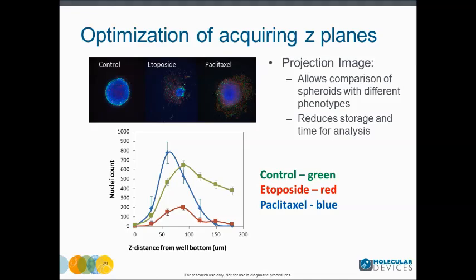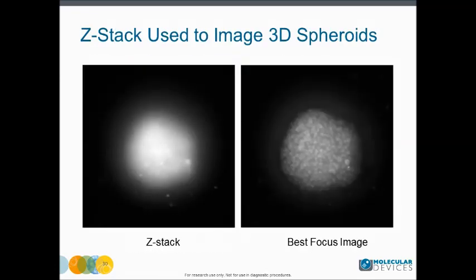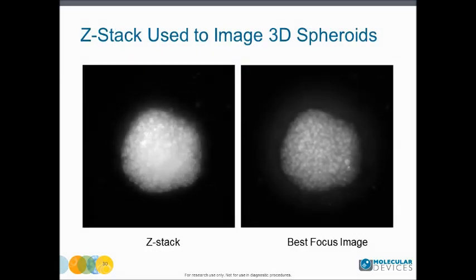On the present slide, you can see the nuclear count across several Z slices plotted against distance from the plate bottom. So the projection image allows comparison of spheroids with different phenotypes and also reduces storage and time for analysis. The movie presents this stack of individual images and the best focus image. Of course, the image on the right is easier to analyze.